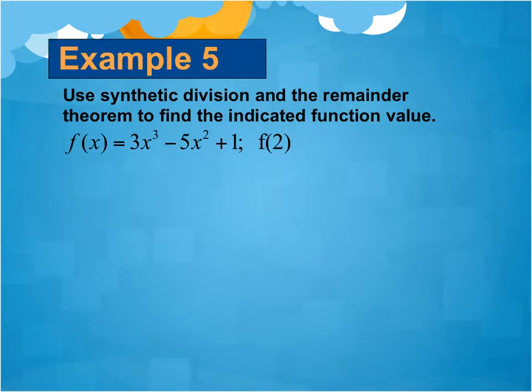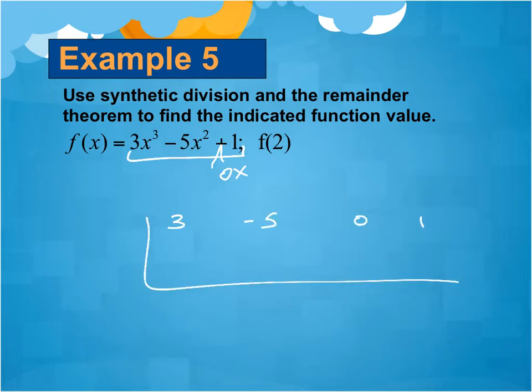So this says, use synthetic division and the remainder theorem to find the indicated function value. So I'm going to look at my initial function. Am I missing anything? What am I missing? A 0x is going to get plugged in there. So my coefficients are 3, -5, 0, 1. What's going to go on the outside? 2. Remember, this time you don't change the sign because it's actually saying x is 2.